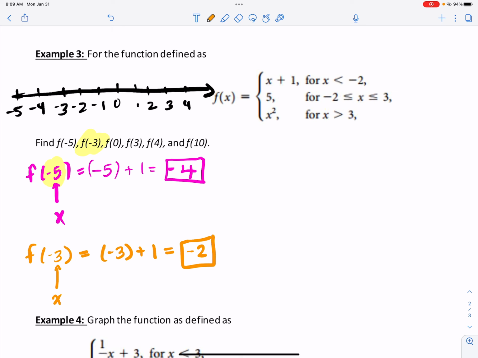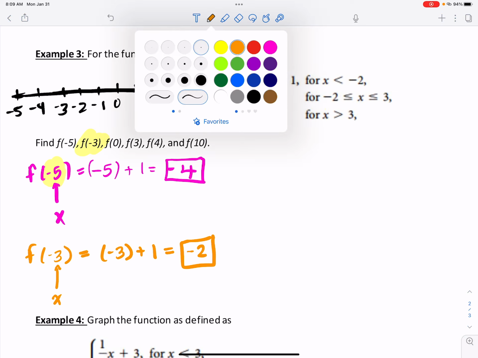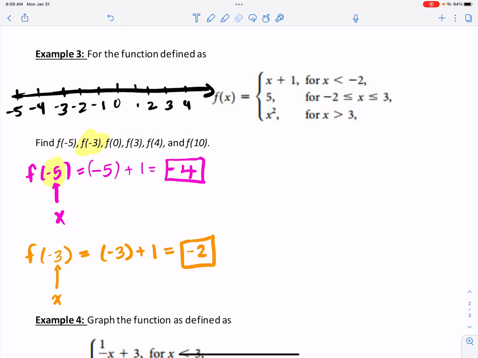All right, I'm going to go ahead and do one more, and then you guys are going to do the remaining 3 problems. Let me go ahead and do f of 0, because this one's an interesting one. So f of 0, I want to know when x is 0, what will the y value be?